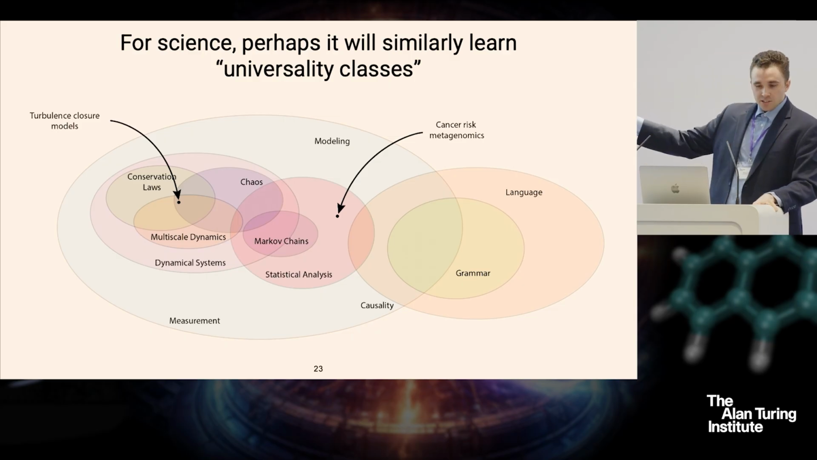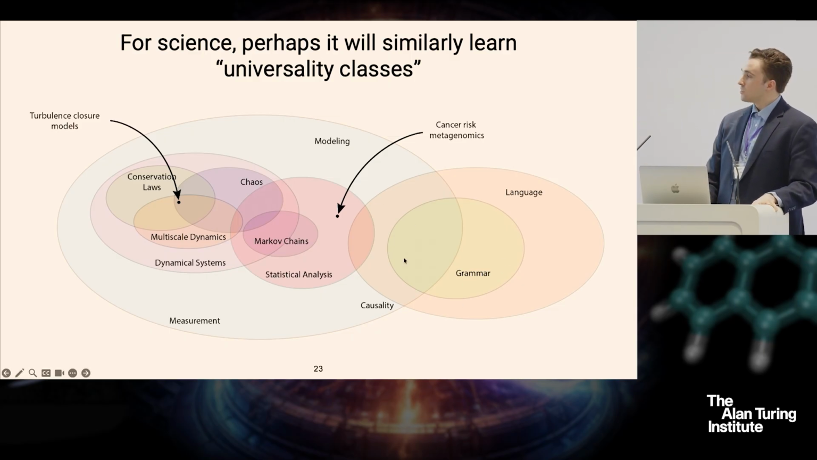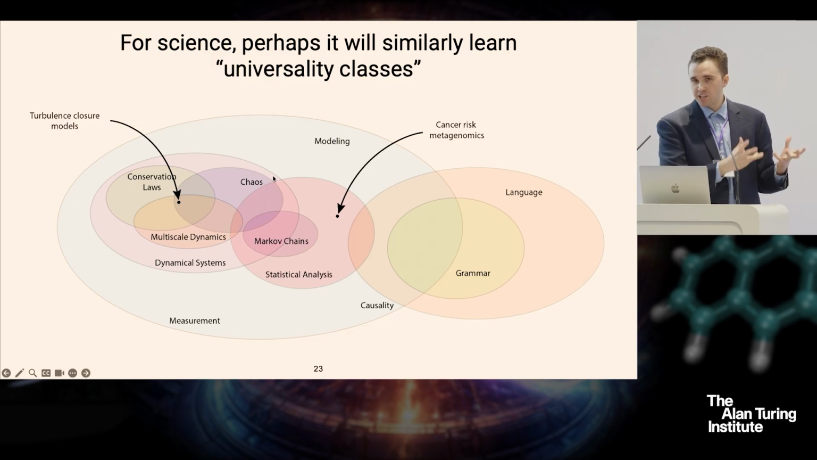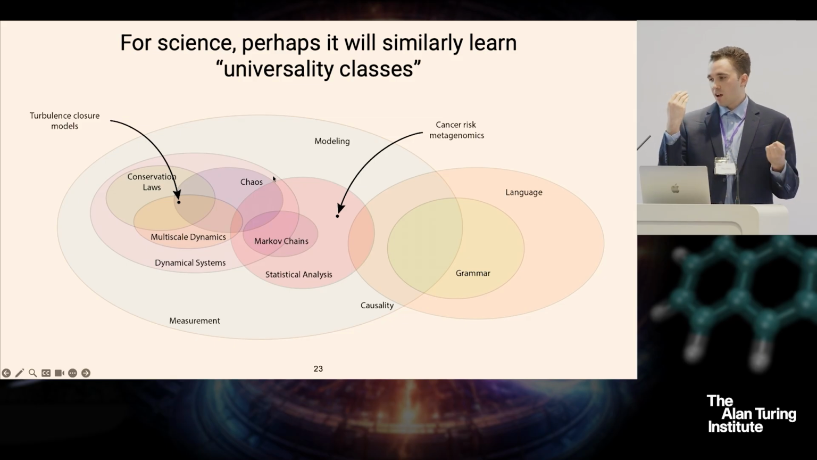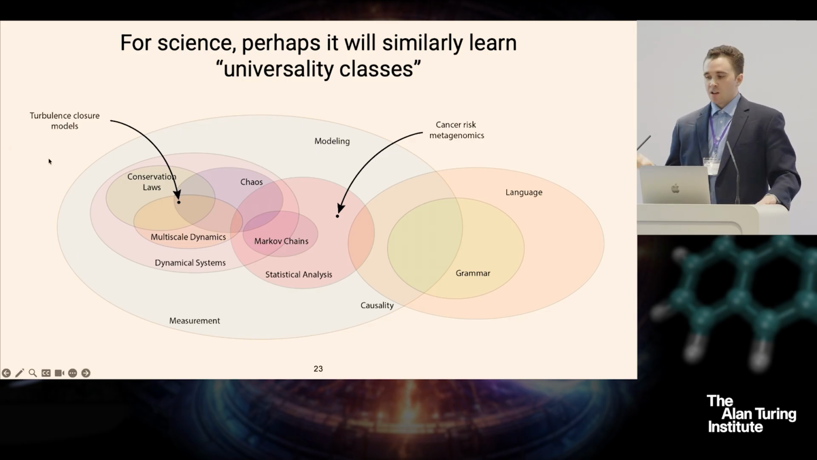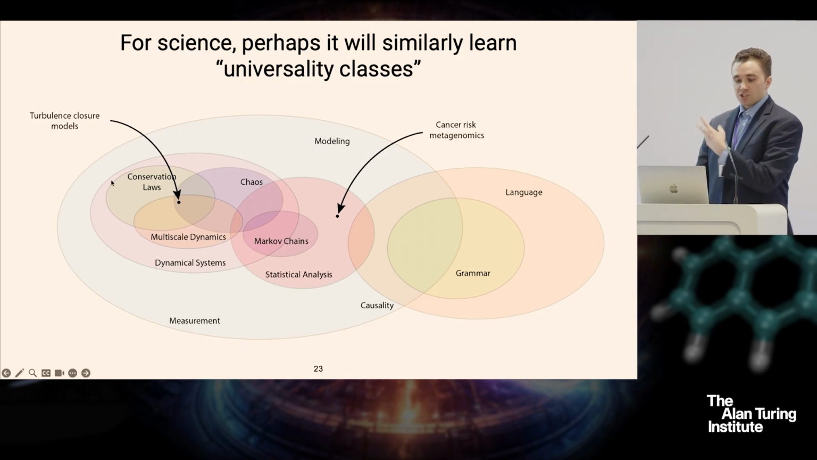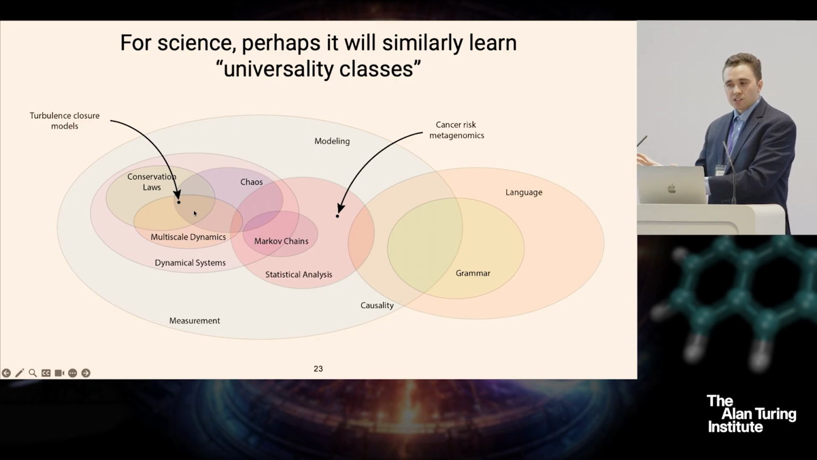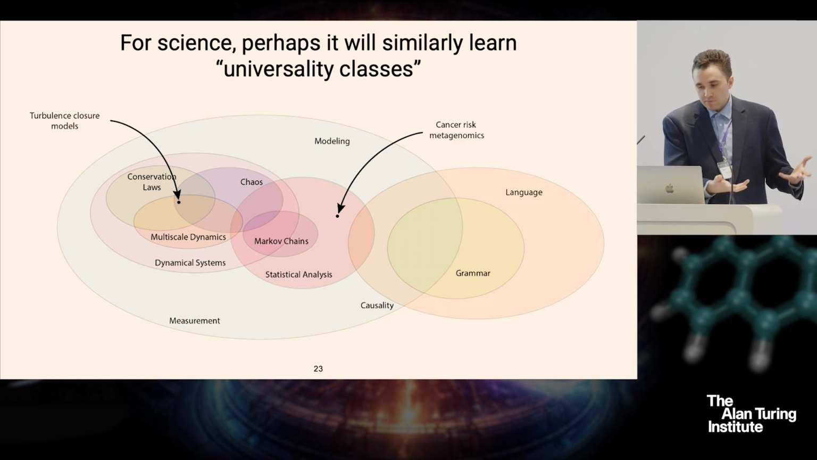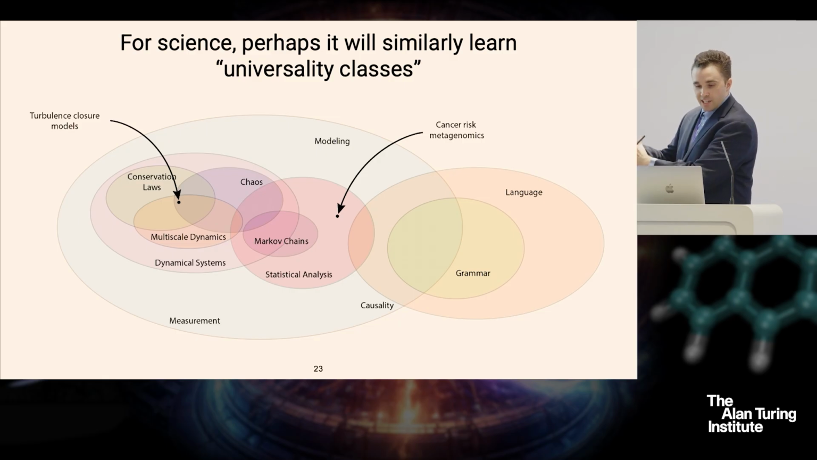I think we have the same thing in science. In language, many languages share grammatical structures. In science, we also have many shared concepts. Things like causality, dynamical systems, multi-scale dynamics, conservation laws. These are general concepts that are shared between many systems in science. And I think this is something that foundation models could exploit, similar to how physics exploits mathematics as prior knowledge.